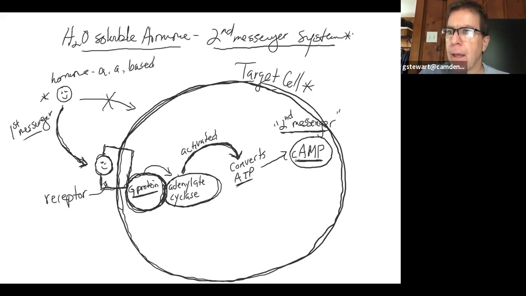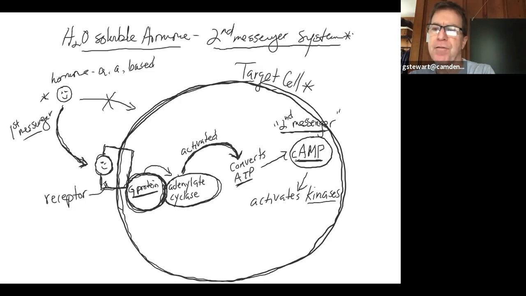And then cyclic AMP activates, I know it's crazy complicated, but this is what happens in our cells every day, kinases. That's just a class of chemicals, of enzymes that typically phosphorylate proteins. They add phosphates to things.